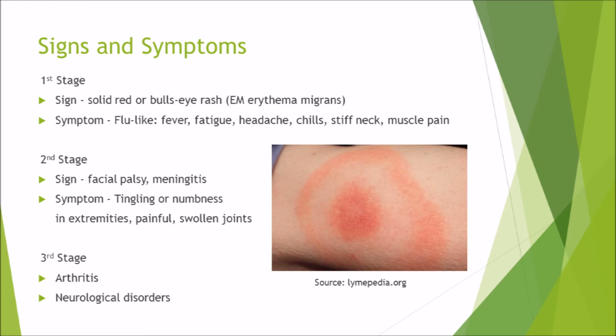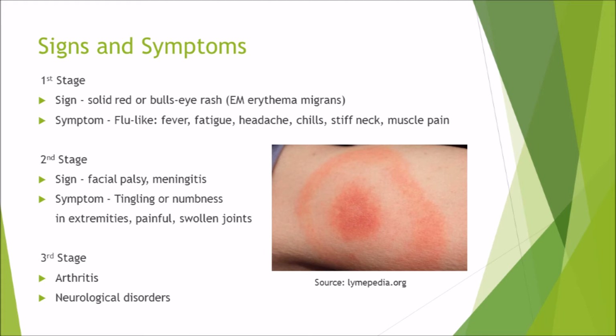You can also get meningitis. The stiff neck and headaches are kind of a sign that you're getting meningitis. So if untreated, it can lead to meningitis. Some of the symptoms are the first stages of arthritis. You get painful swollen joints, and you can have tingling or numbness in your extremities.